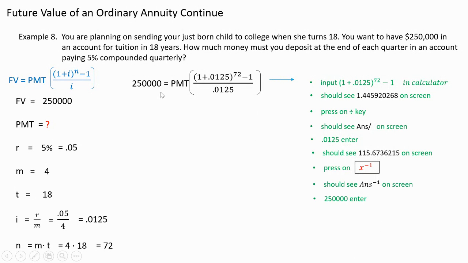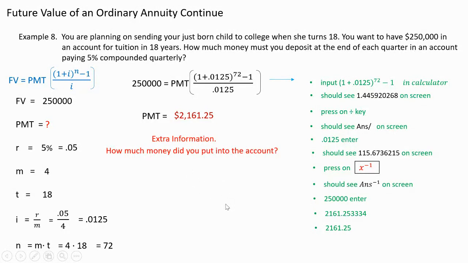Then you're gonna enter the 250,000. So you're gonna get 2161.25334. Right, so this is the amount of money that you must deposit every quarter. You have to deposit $2,161.25.